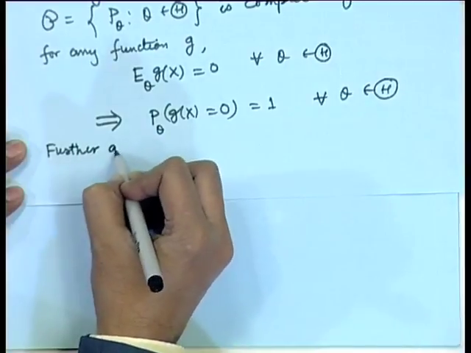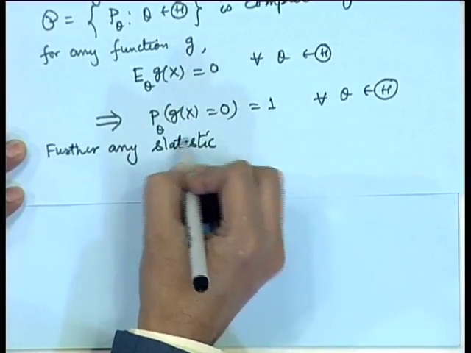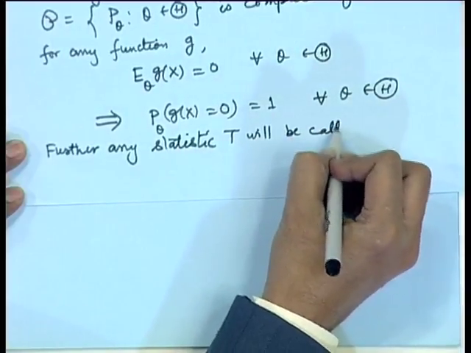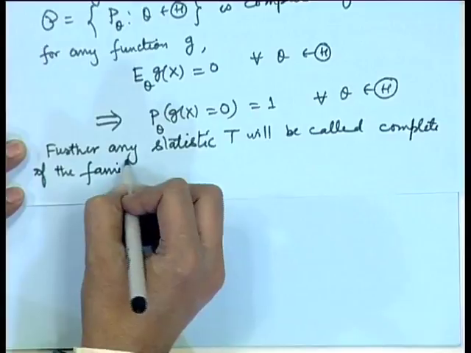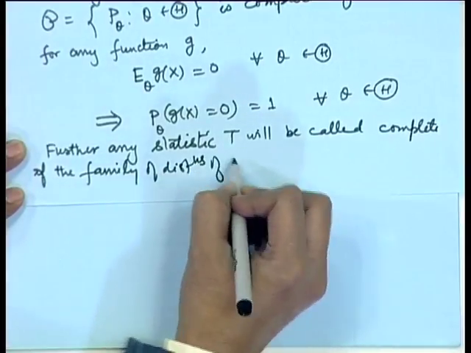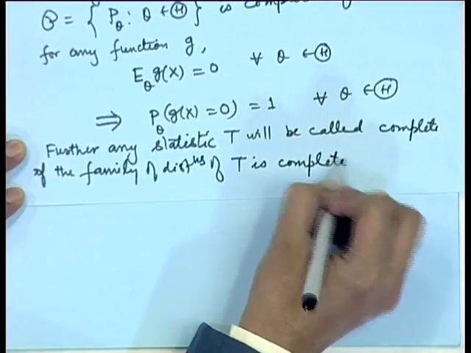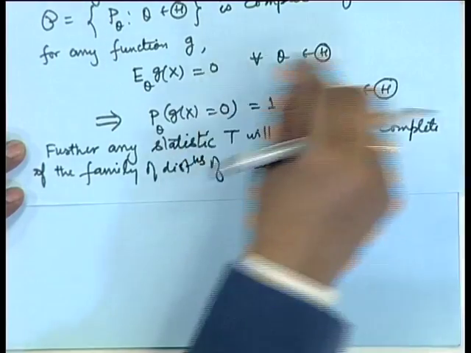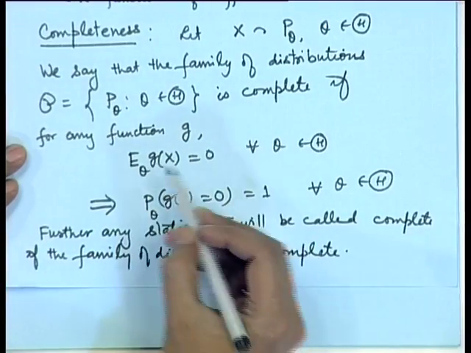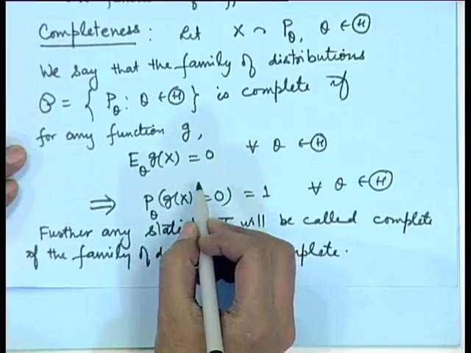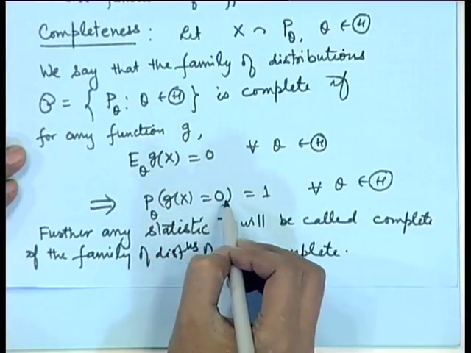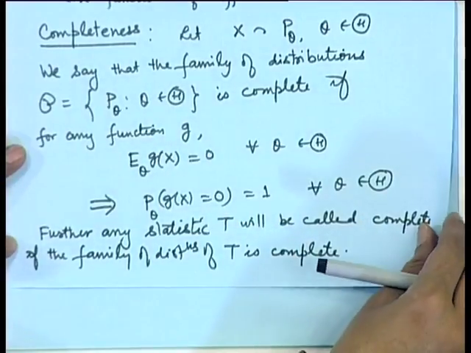Further, any statistic T will be called complete if the family of distributions of T is complete. So, let me give the example here and explain what is the meaning of this. What we are saying is that whenever expectation of g x is 0, the function itself is 0. That means, the only unbiased estimator of 0 is 0 itself. Now, this is a very important statement, and let us see why this is true for various distributions.